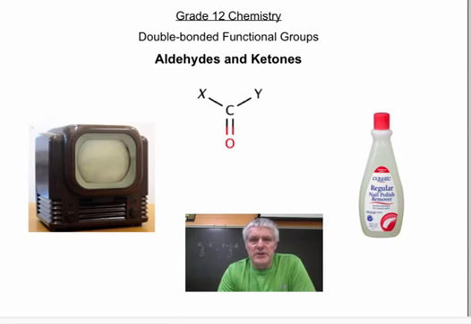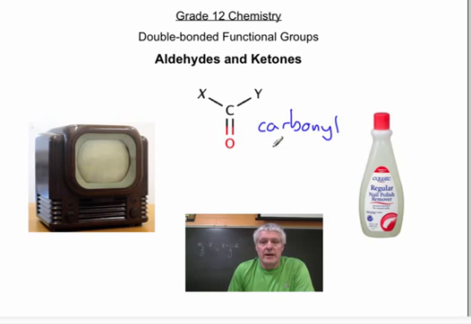Okay, here we go. We're into the double bonded functional groups now, and we're going to start with the first two families that contain a double bonded functional group. That would be the aldehydes and the ketones. And there's the functional group shown there. It's known as the carbonyl group.